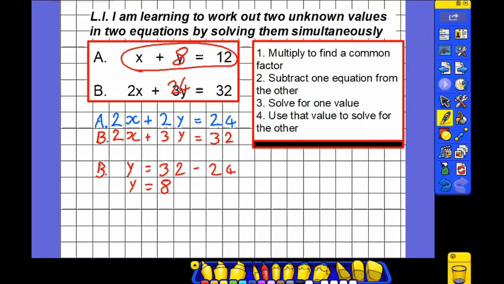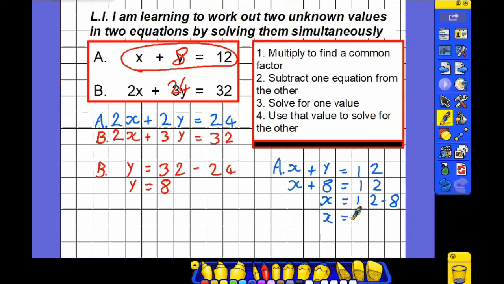So I'm now going to solve for x using equation A. So let's do that over here. Equation A, we have x plus y equals 12. But we know now that y equals 8. So it's x plus 8 equals 12. Well, if we want to balance this equation, I take off 8 from this side. So x equals 12 take away 8.